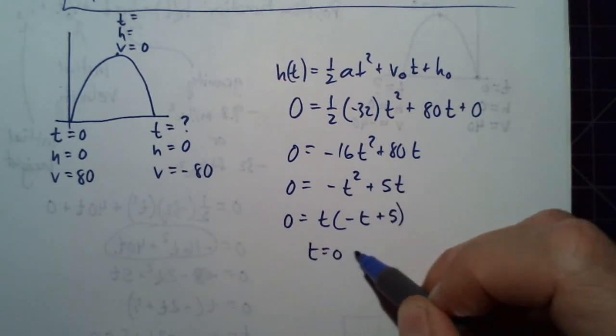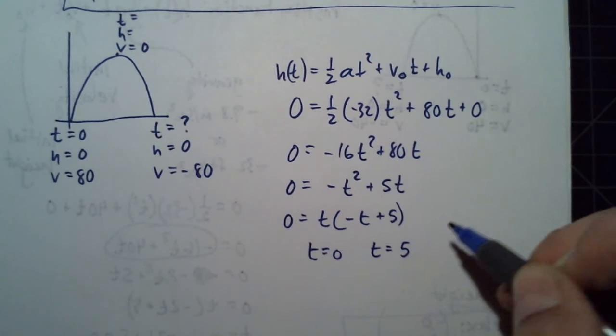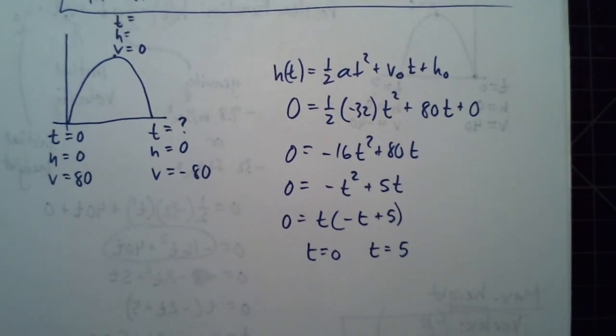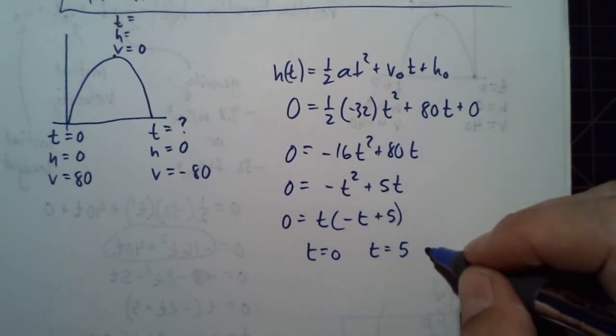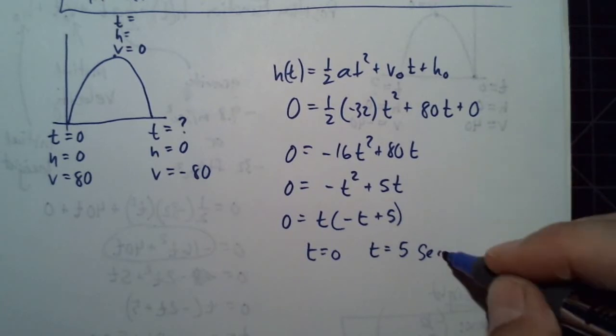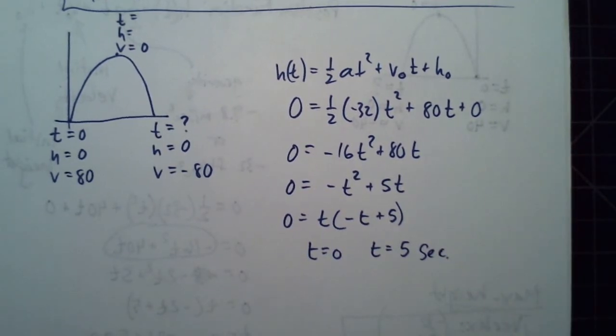So t is 0 or t is 5. So that means the object is in the air for 5 seconds. It lands after 5 seconds.